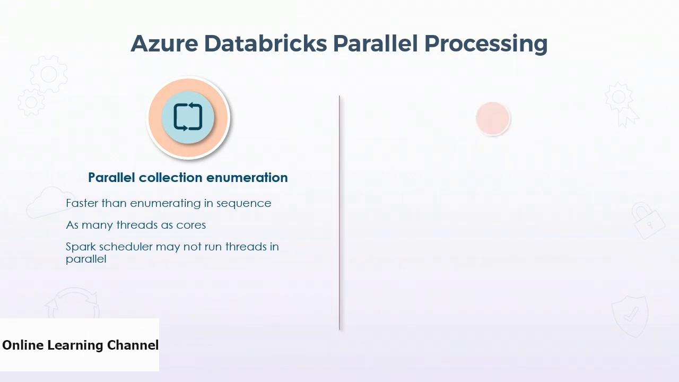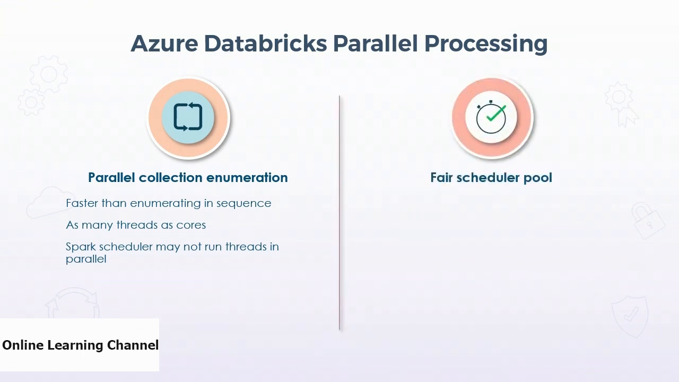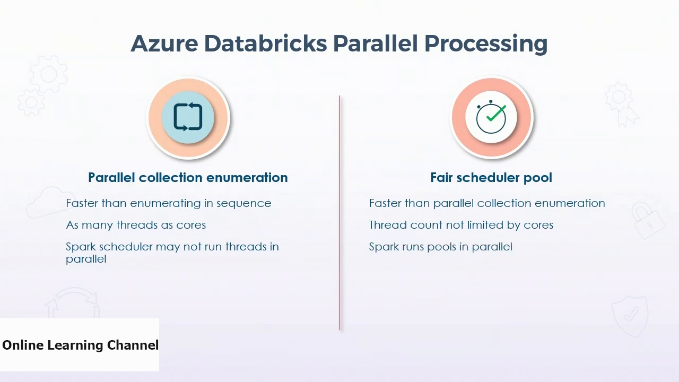Another option is invoking the fair scheduler pool. This generally works faster than the parallel collection enumeration call, because the thread count, or number of elements run in parallel, is not limited by the number of Databricks cores. Furthermore, Spark always runs these pools in parallel. So this makes the fair scheduler pool method a more predictable form of parallel processing.